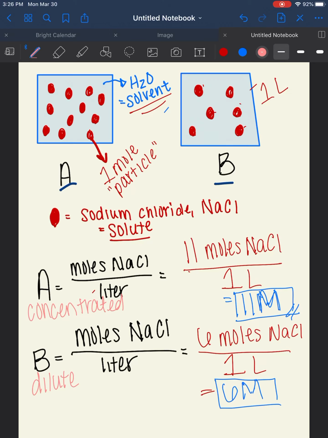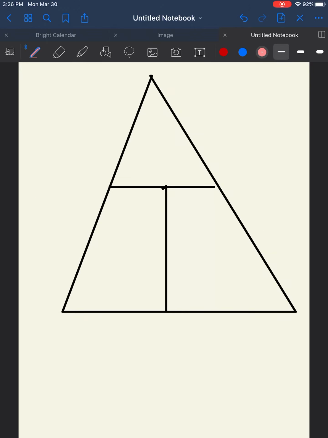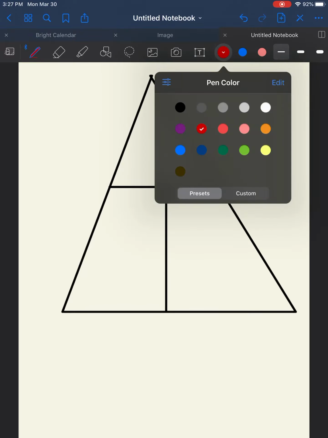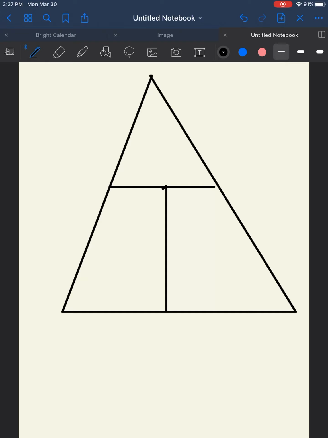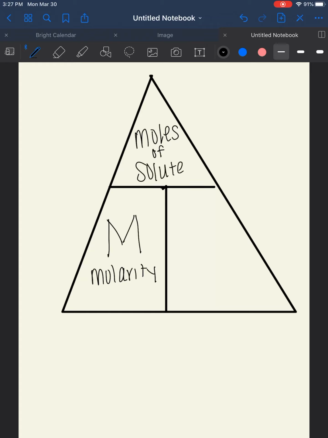A way you can remember the equation for molarity, similar to what we were working with density, is by using a triangle. In here we have our capital M for molarity is equal to your moles of solutes divided by your liters of solution.